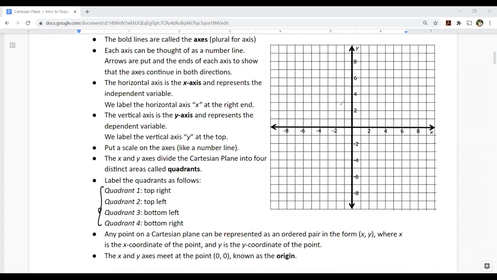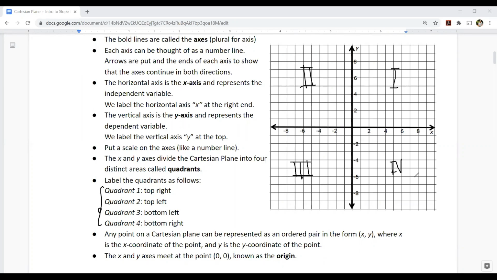Okay, so looking at our grid, it also says to label the quadrants as follows. It says quadrant 1 is on the top right, so I'm just going to put in Roman numeral I. Quadrant 2 is going to be on our top left. Quadrant 3 is going to be the bottom left. And finally, quadrant 4 is going to be on our bottom right.